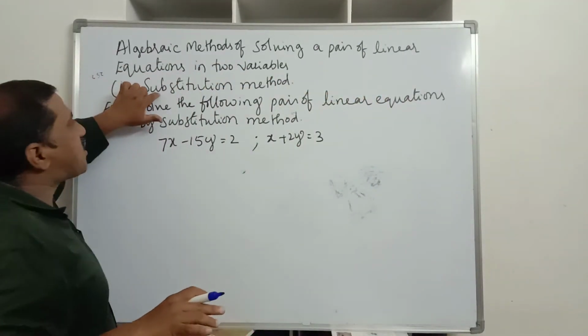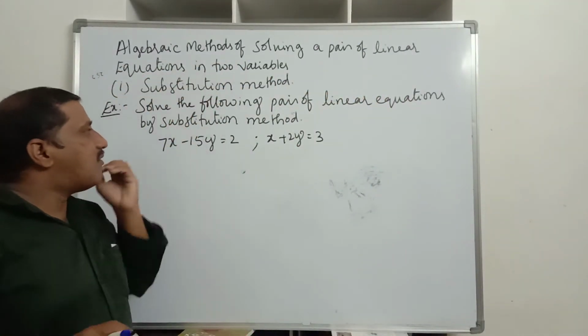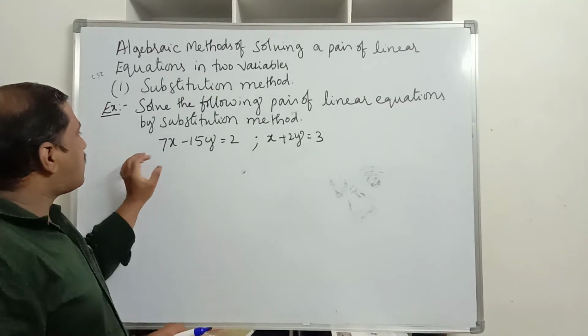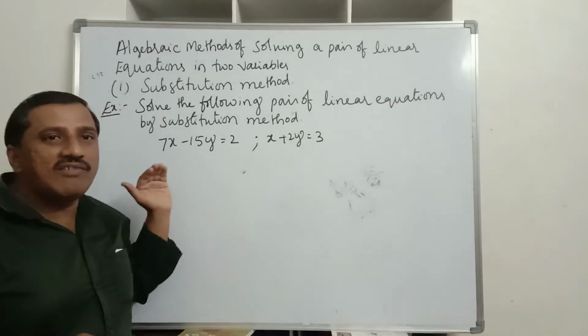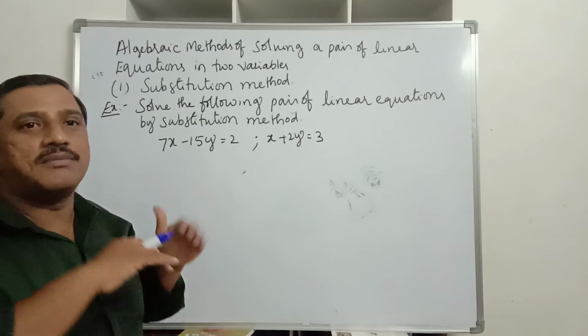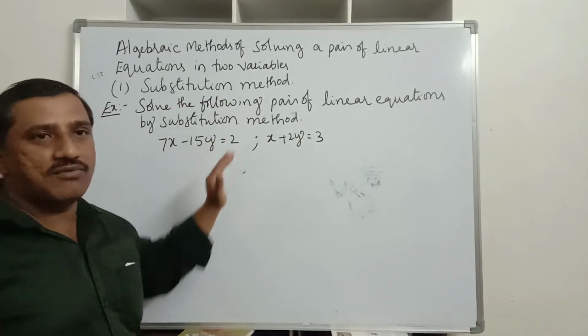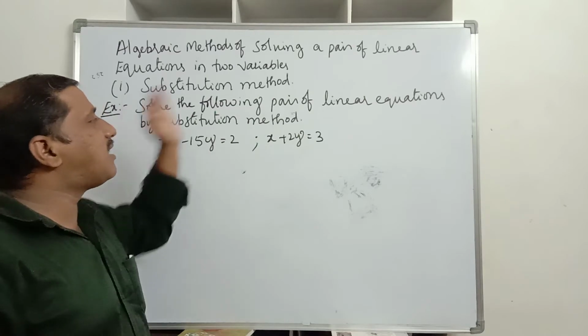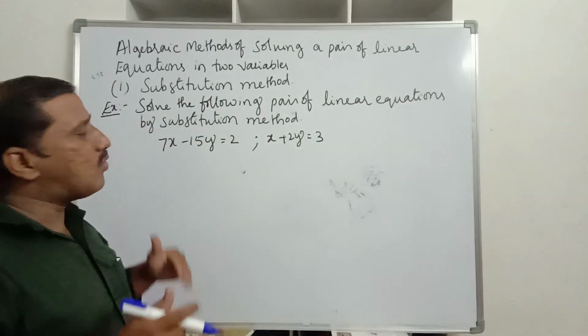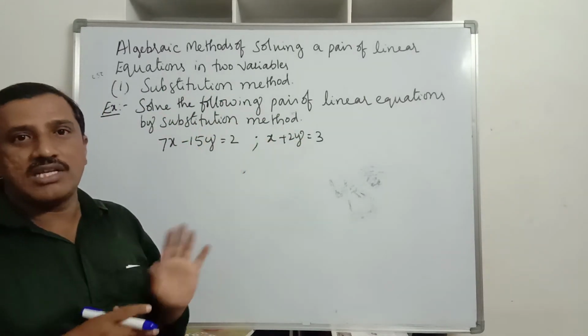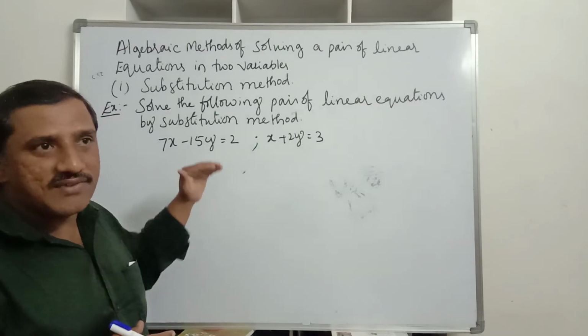That is the substitution method. In this method, from the given equations, we will write one variable in terms of the other variable. That is, x we will write in terms of y, or y we will write in terms of x. That you can do from any one of the equations, whichever is suitable. That is the first step.